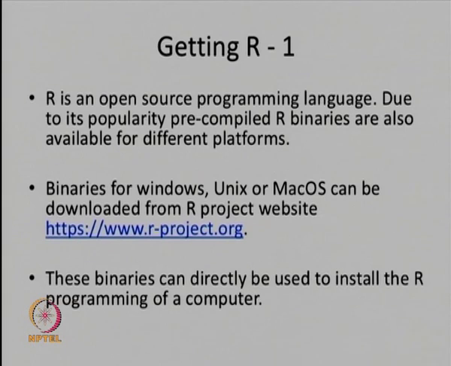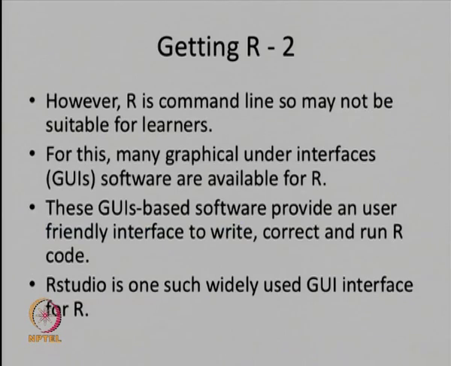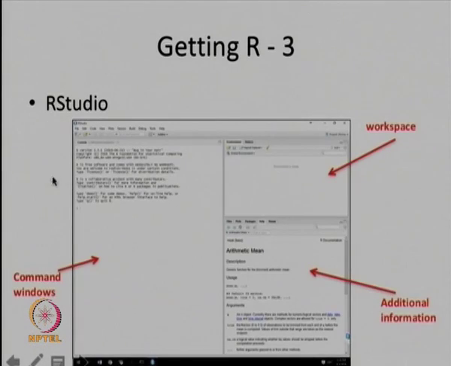You can download R from rproject.org, and depending on the software interface, whether Windows, Unix or Mac OS, you can download the appropriate file and install it. Because it is a command line interface, people have developed softwares based on R which have a GUI, and RStudio is one such of them. This is just a print screen of how RStudio looks.